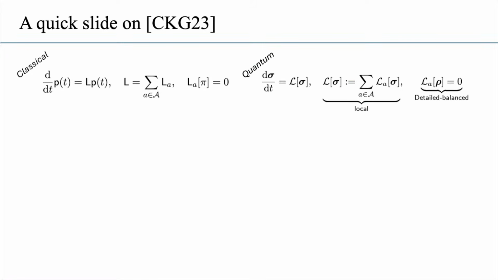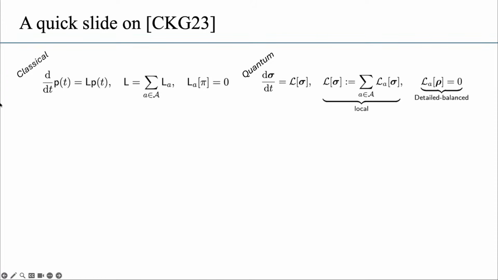Good. So broadly speaking, if we were talking about classical Markov chains, you would expect a dynamics something like this, where you have a probability vector. The time derivative of the probability vector is governed by a Laplacian, which is also a sum over local terms, and it fixes some stationary Gibbs distribution pi. Much like this classical dynamics, we have a quantum dynamics, where now the states are density matrices. The changes to those density matrices are linear operators, so right and left multiplication, and they fix the Gibbs state.